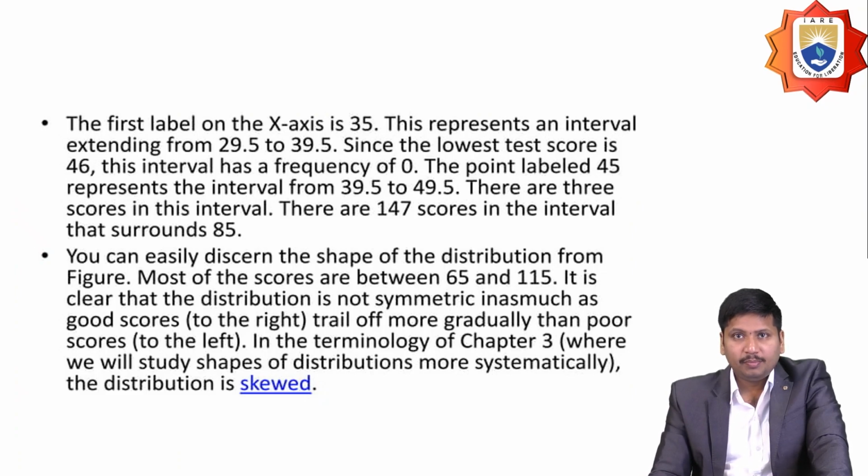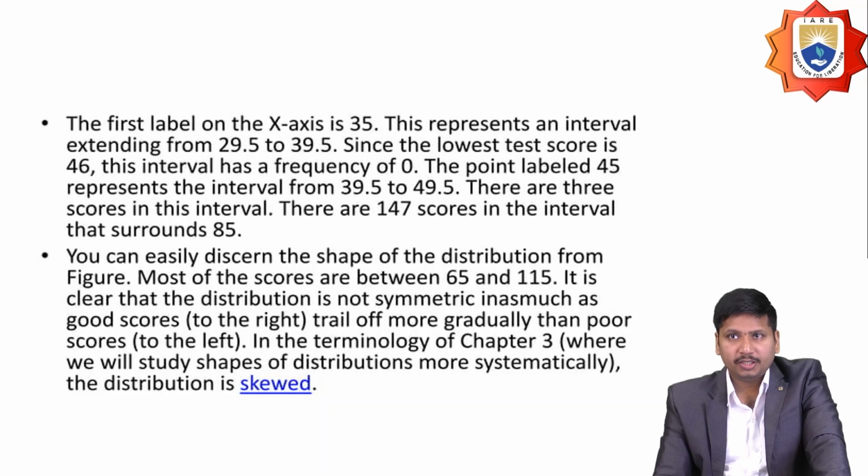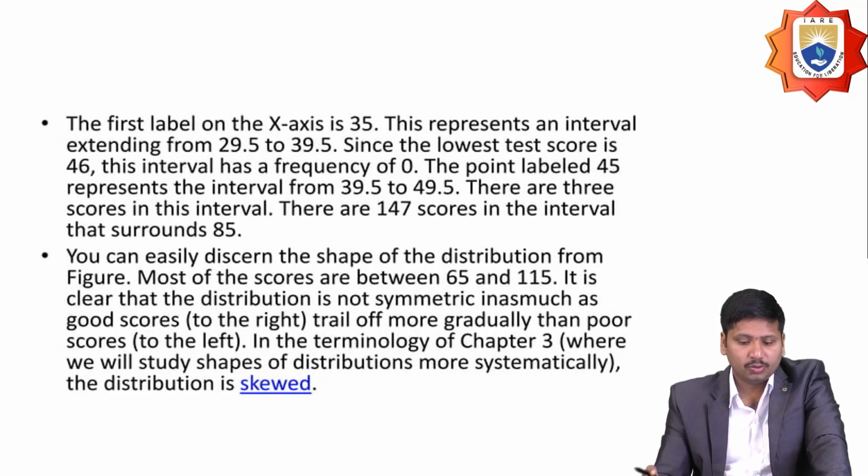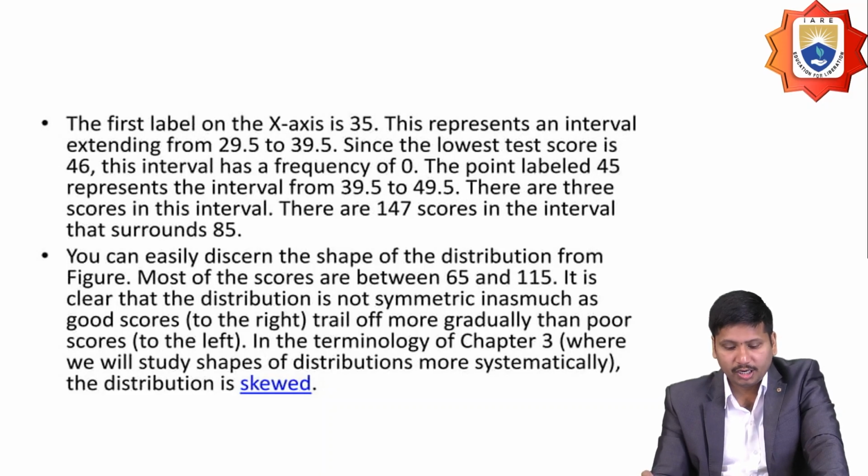So let's take an example like this. The first label on the x-axis is 35. It represents an interval exceeding 29.5, and the lowest test score is 46, so this interval has a frequency of 0. Like this, we are going to store all the frequency values in between the intervals, and there should be around 147 scores in the interval, that is going to be around 785.